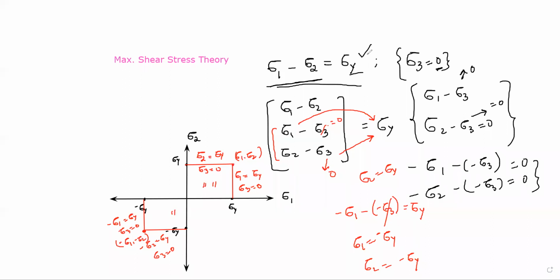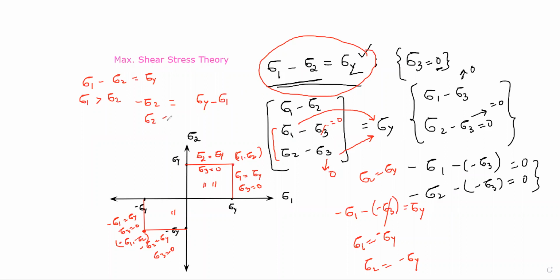Fine. Now come to this, sigma 1 minus sigma 2 equal to sigma y. So when we say sigma 1 minus sigma 2 equal to sigma y, we can have two conditions here. The first condition is sigma 1 is greater than sigma 2. If sigma 1 is greater than sigma 2, then we can write sigma 1 minus sigma 2 equal to sigma y, or we can write sigma 2 is equal to sigma 1 minus sigma y.